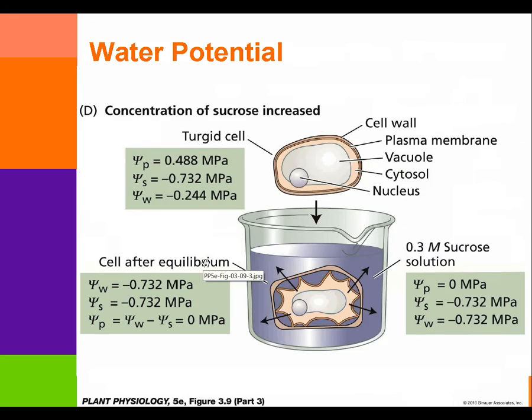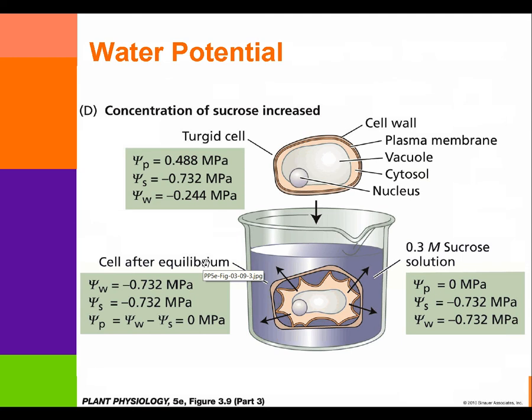Now let's take that cell, pull it out of that liquid. Remember, it's got the overall water potential of negative 0.244, which is a composite of a solute potential of negative 0.732 and a hydrostatic pressure of positive 0.488. And we put that into a 0.3 molar sucrose solution. A 0.3 molar sucrose solution has a 3 times lower water potential than a 0.1 molar sucrose solution. So its water potential is negative 0.732.